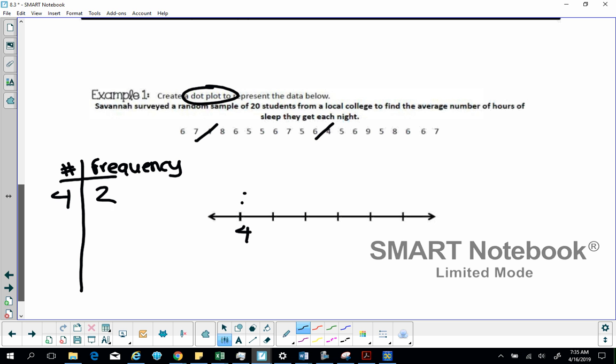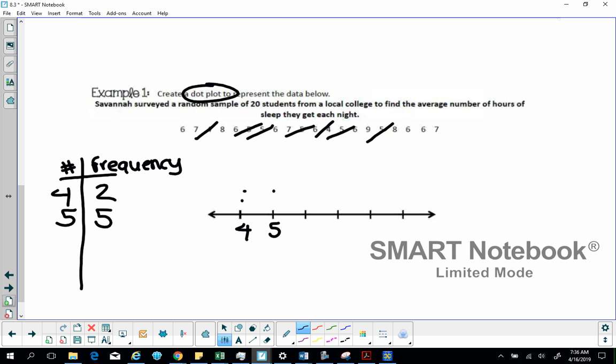Then what's the next number higher than 4 that's on there? 5. And how many 5s are there? 1, 2, 3, 4, 5. So how many dots am I going to put on 5? Good. 1, 2, 3, 4. And then we go to the next number, 6. How many 6s are there? 1, 2, 3, 4, 5, 6, 7. Good. So I'm going to have 7 dots on 6.